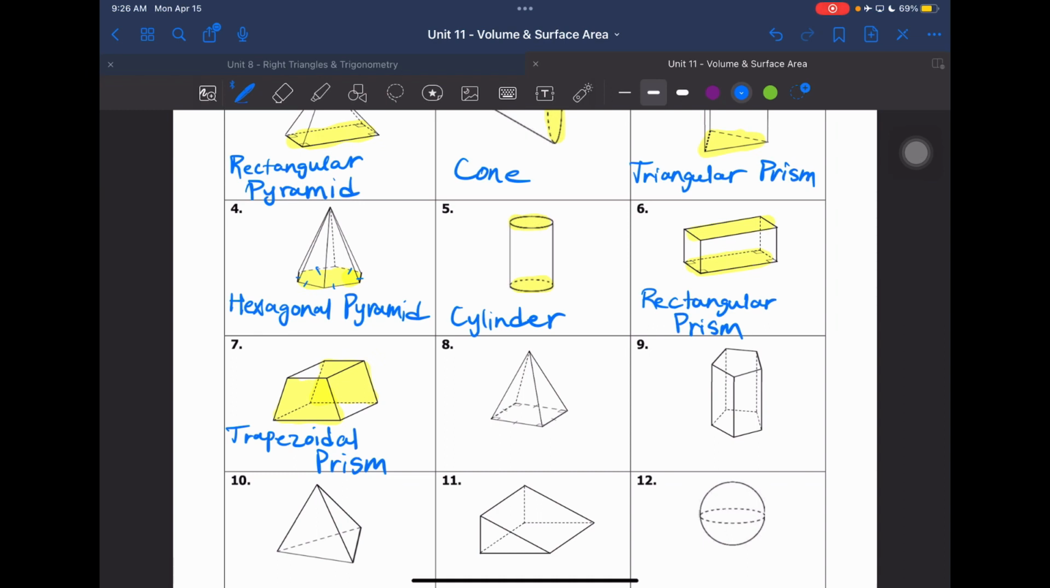Number 8, looks like all the sides are meeting up at a point at the top, which should make you think pyramid, and then the shape at the bottom is a square because it says that all those sides are congruent to each other, which we can tell from these little lines. So this is a square pyramid.